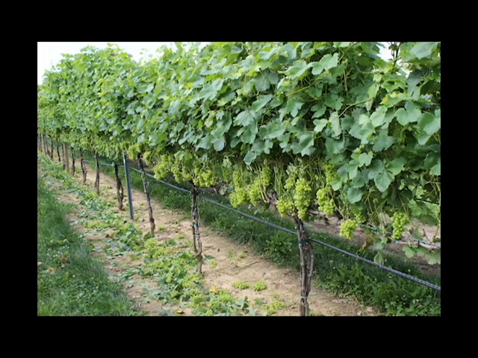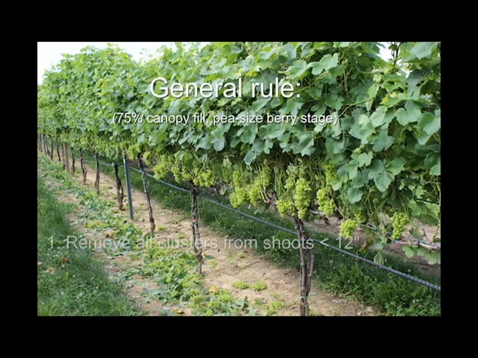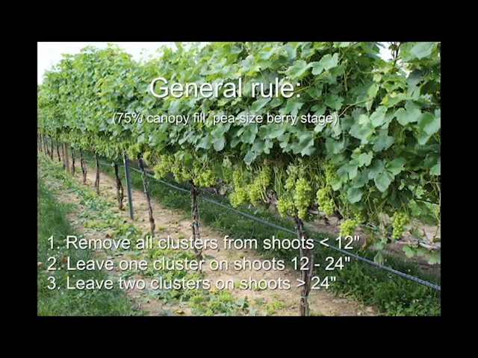When the vine canopy fills 75% of the trellis space, the following rule of thumb for cluster thinning can be used as a general guideline. Remove all clusters from shoots less than 12 inches long. Leave 1 cluster on shoots 12 to 24 inches long, and leave 2 clusters on shoots greater than 24 inches long.